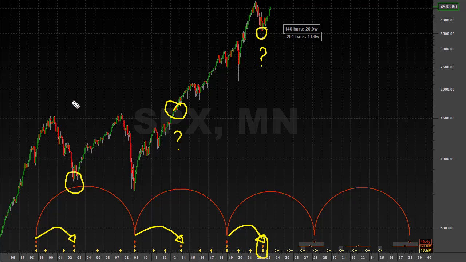First of all, what about this cycle trough over here? Does this make sense as a 9-year cycle trough? It absolutely does. We had a good, clean trough forming at that time in the price action. So I have no problems with that.